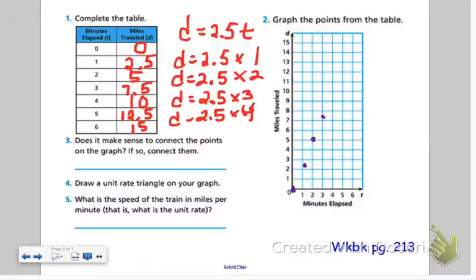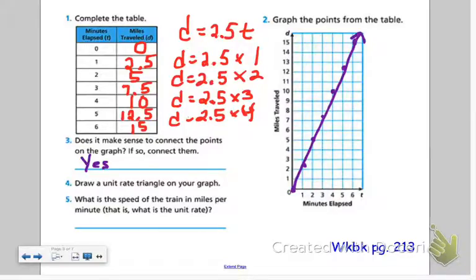And let's see, 4 minutes, now we're at 10 miles. And 5 minutes, we're at 12.5 miles, so that would be in between 12 and 13. And then 6 minutes, now we'd be at 15 miles. So, does it make sense to connect the points on the graph? If so, connect them. And yeah, I think it does make sense. It looks like a nice straight diagonal line.